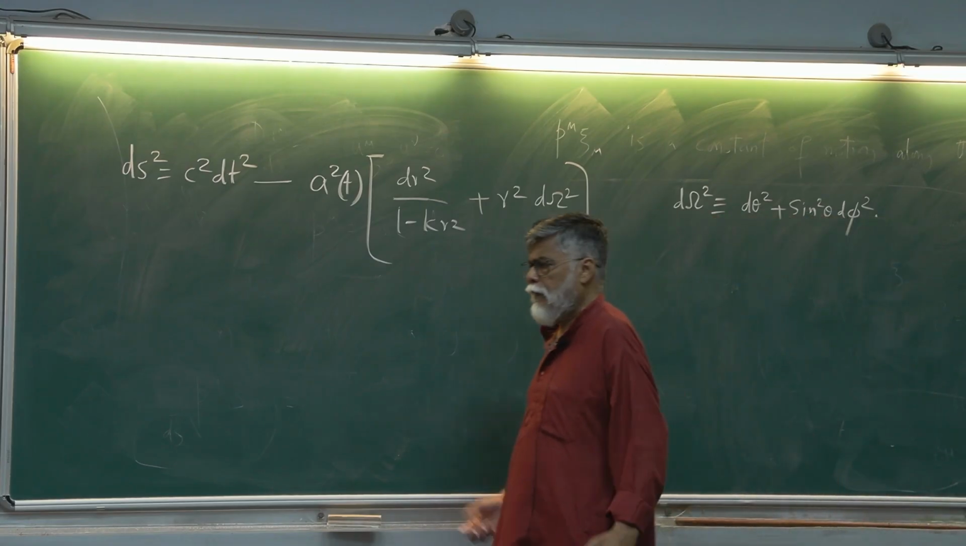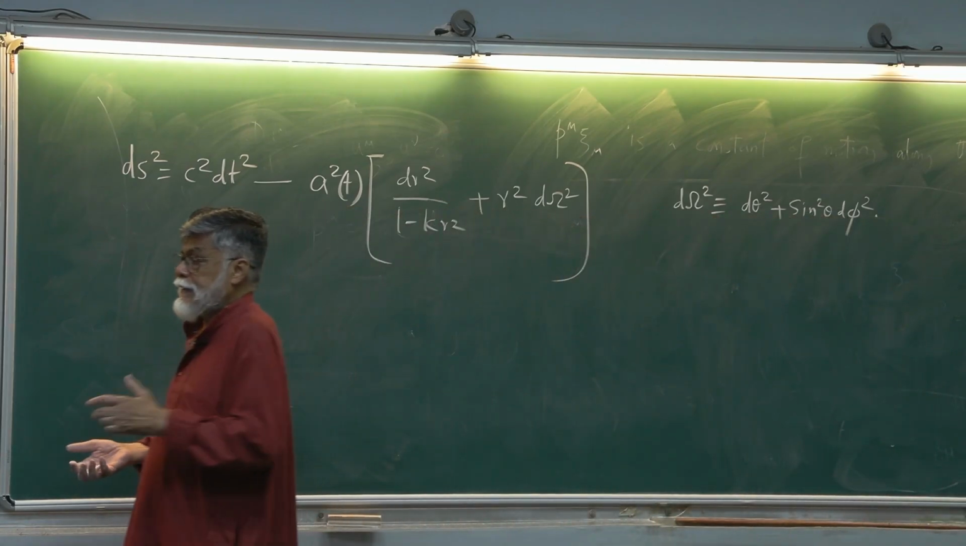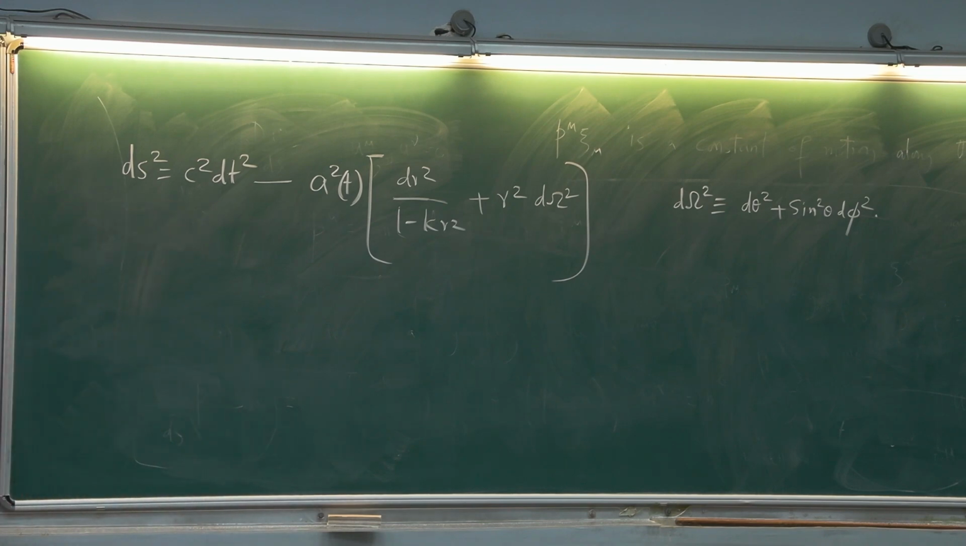So any space-time that has 3 translational symmetries and 3 rotational symmetries will be of this form. Just like a space-time which is static and has spherical symmetry can be written as some function into dt squared minus some function into dr squared plus r squared d omega squared. That's how Schwarzschild started and got the Schwarzschild solution.